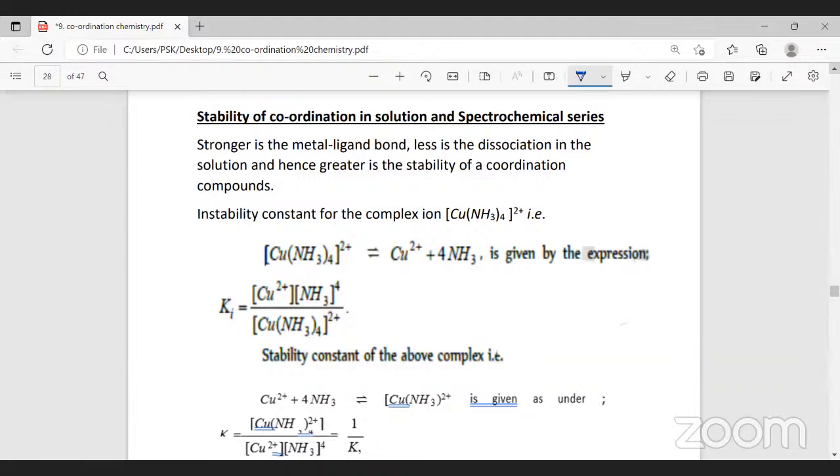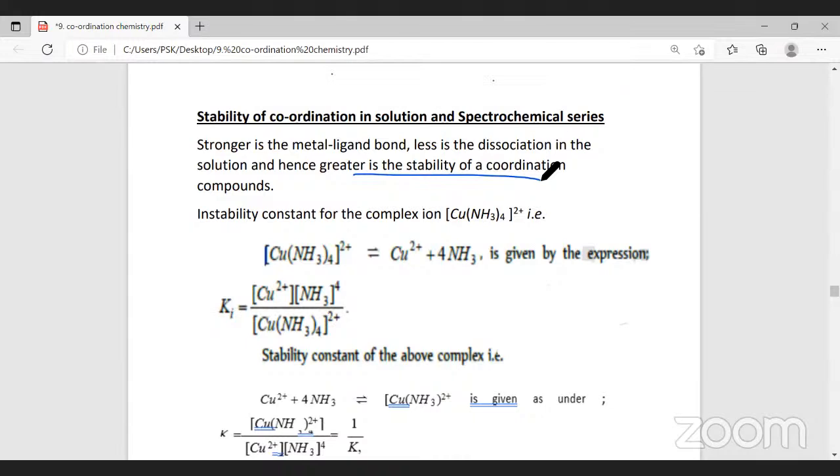Now, crystal field theory also explains the stability of the coordination compounds. What is the stability of the coordination compounds? Stronger the metal ligand bond, less is the dissociation in the solution, and hence greater the stability. When the metal and ligand bonds are stronger, dissociation of those complexes in water will be minimum or less. That means greater is the stability. Now, if you take the cuprammonium complex, [Cu(NH3)4]2+, and dissolve it in water, it dissociates to form copper 2+ and 4 ammonia molecules.